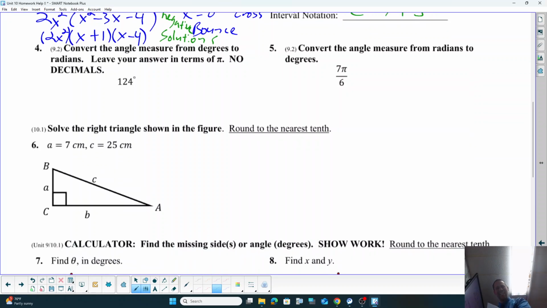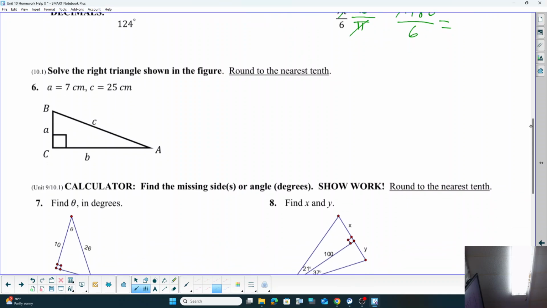From radians to degrees? So a degree does not have a pi in there, so we're going to go ahead and take away the pi. You can't just take away the pi, you got to pay for that. So give them 180 bucks. So you're going to do 7 times 180 divided by 6. And then solve the right triangle.